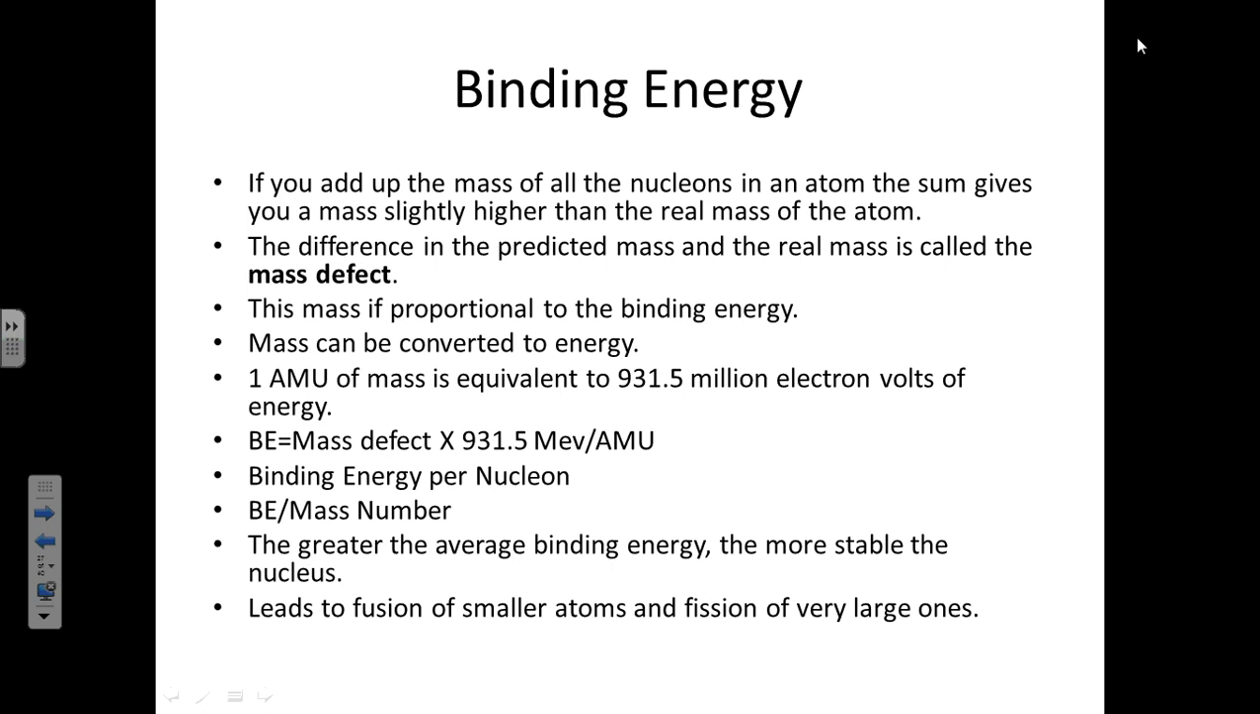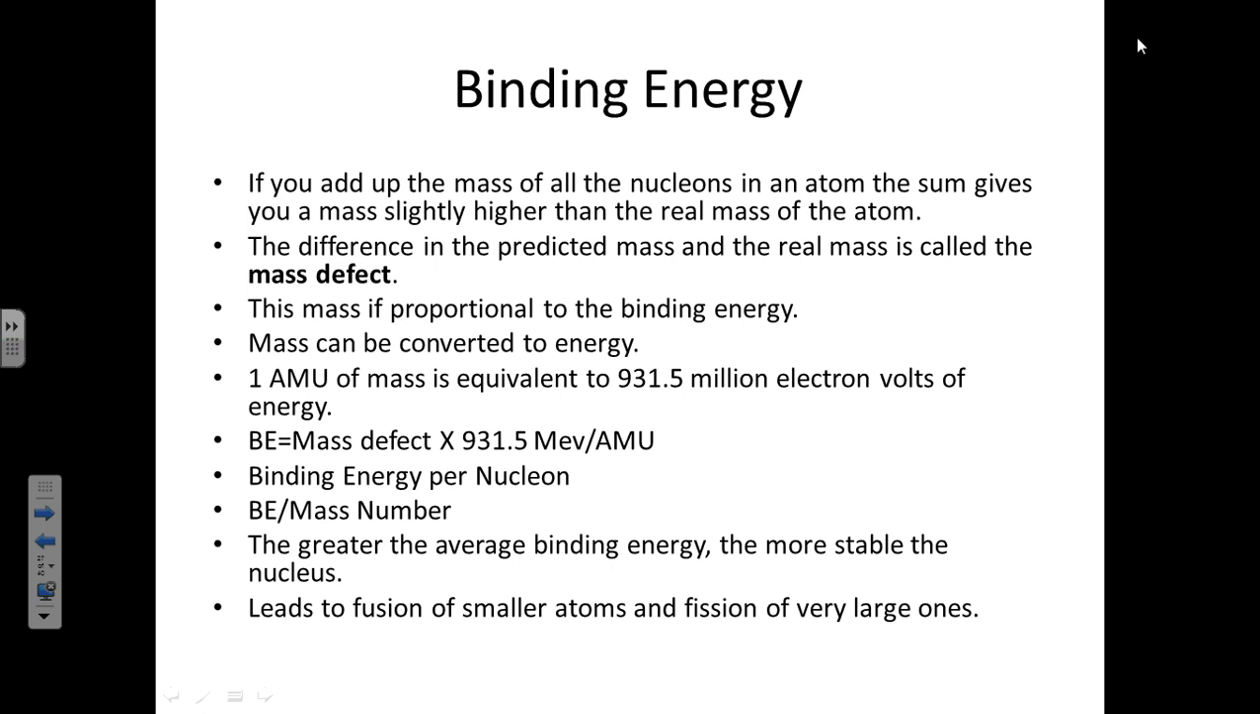Sometimes you might want to look at the binding energy per nucleon. So if you calculated the binding energy of an atom, divide it by the number of protons and the number of neutrons, divide it by the mass number, and that'll give you the binding energy per nucleon. It turns out that the greater the average binding energy, the more stable a nucleus tends to be.